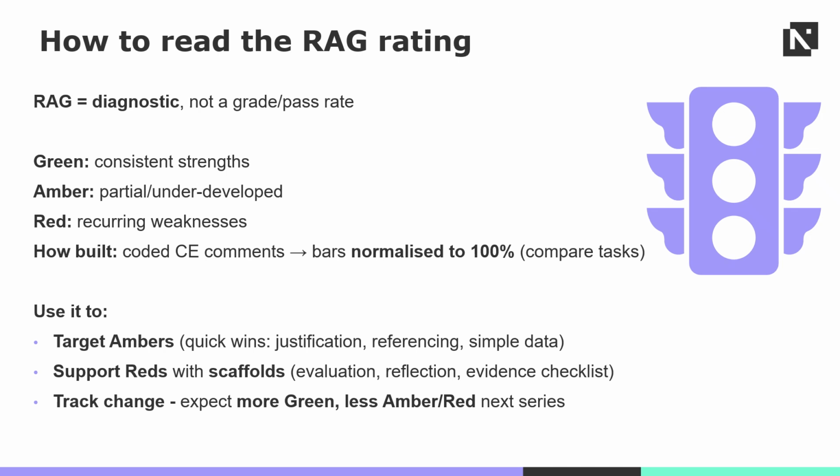So in the following analysis, you will see RAG rating. RAG shows where performance sits by task. Green means strength the examiner sees repeatedly. Amber means the work is partial, meets the brief, but lacks justification or evidence. Red marks recurring weaknesses. We code the examiner's comments and normalise each bar to 100%, so sections are comparable.